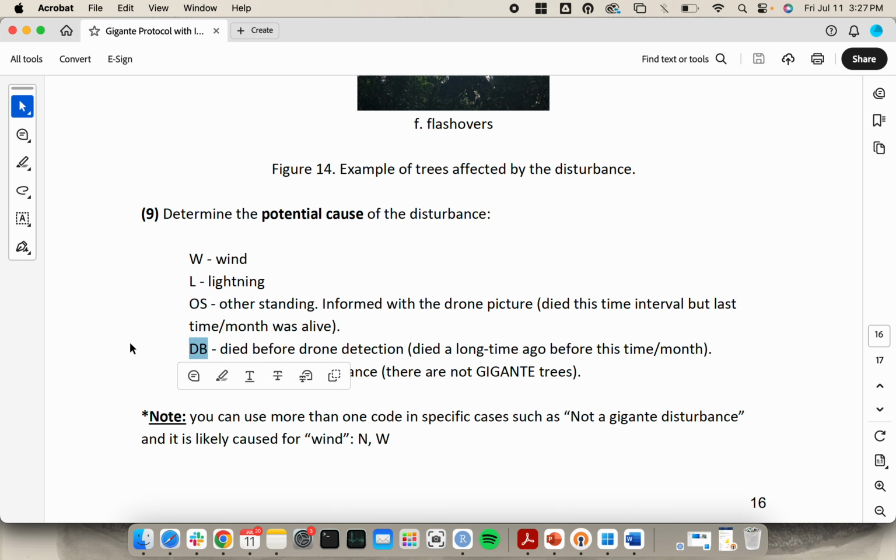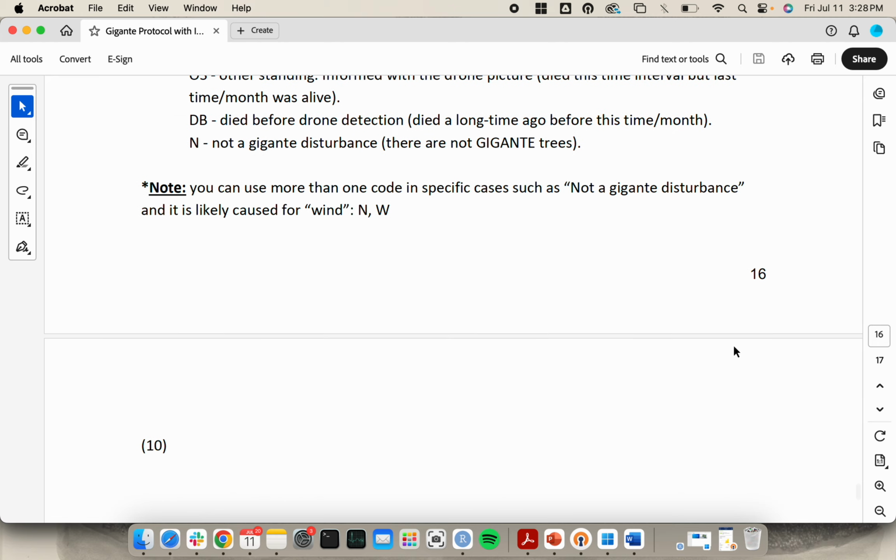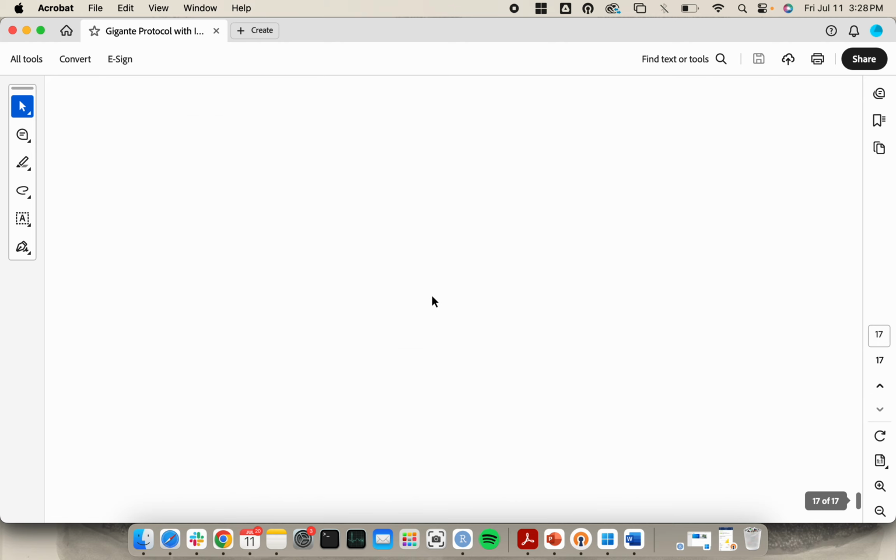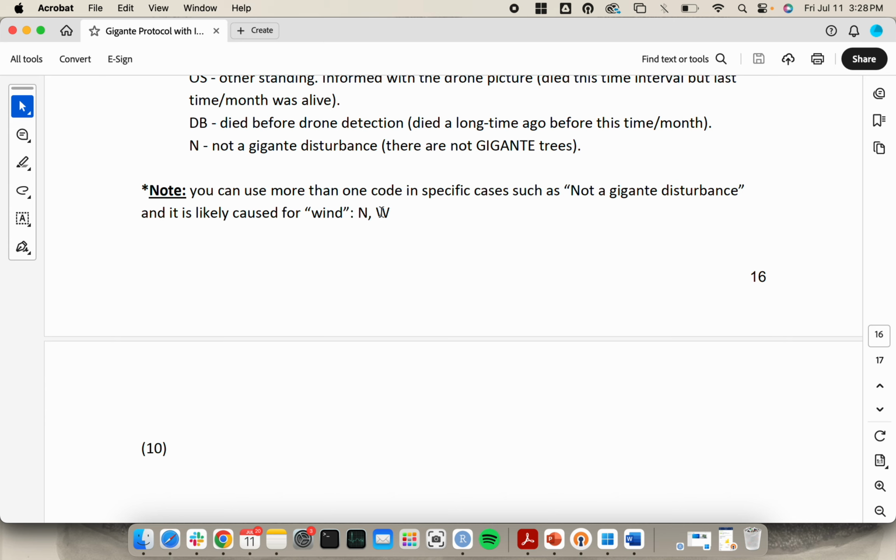There is also DB, died before drone detection, so you can also look at the photos and say, yeah, this tree was dead last month. So it likely died a long time ago, and it was just detected by the drone. And N is a non-disturbance gigante. So this is what you will do if at the beginning you don't find any gigante trees. And you can mix them, so you can use multiple, like this. Not a gigante disturbance, but it's also caused by wind.